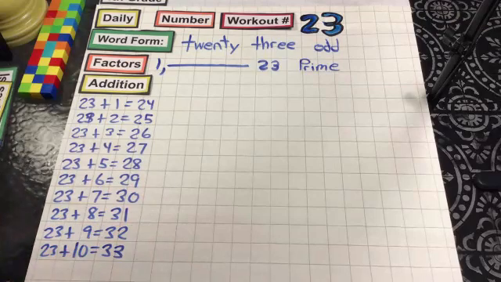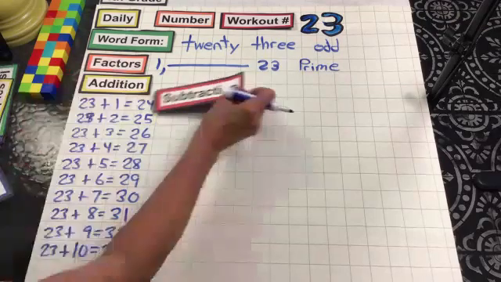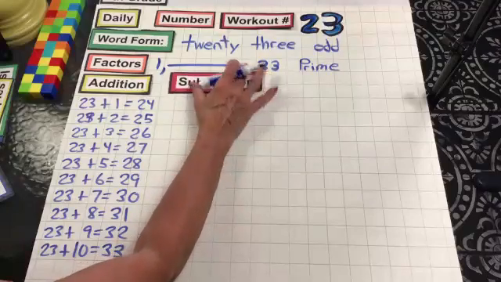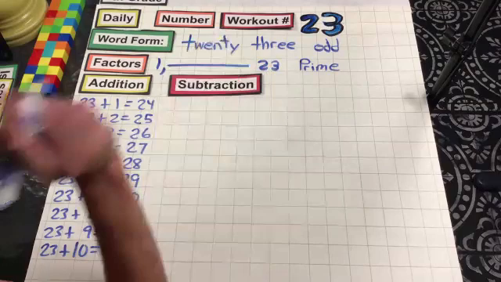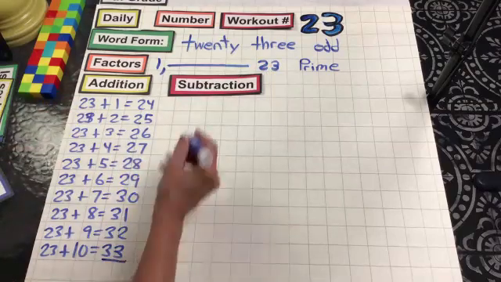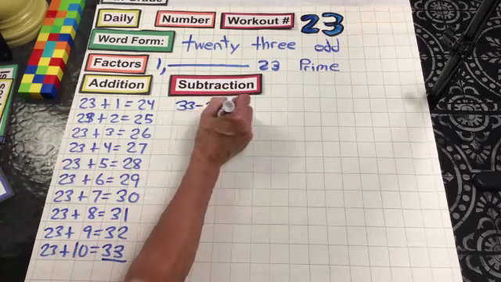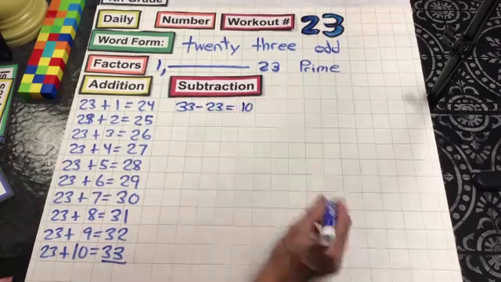All right, moving right along. I'm sure everyone's made mistakes like I just did. It's okay, no worries. Subtraction, we're going to start with the 33 down here. 33 minus 23 equals 10.